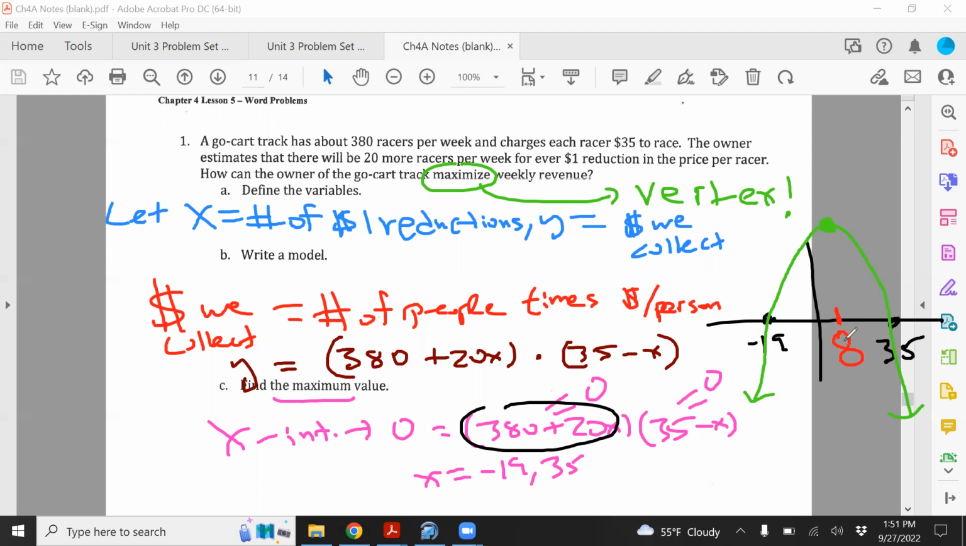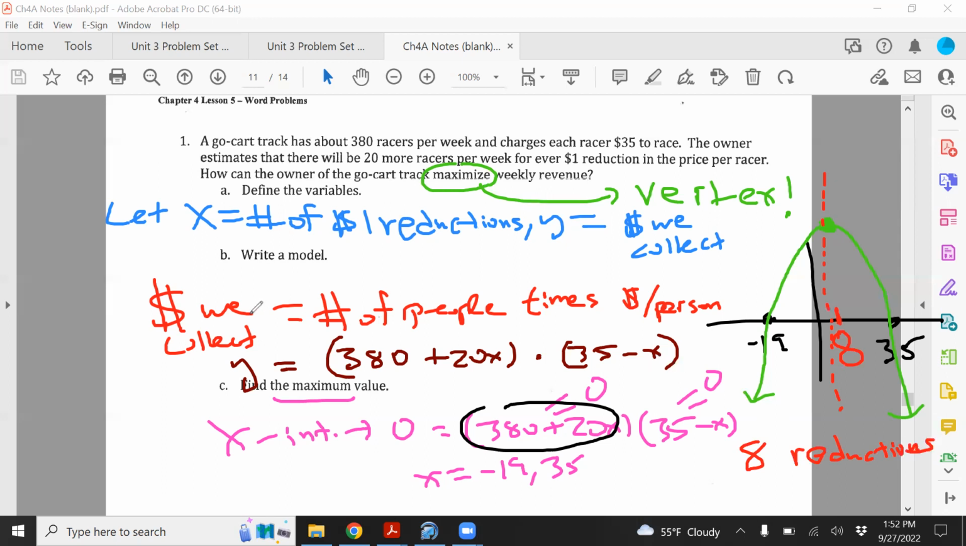8 is halfway between 35 and negative 19. 8 is 27 away from 35, and it's also 27 away from negative 19. Symmetry, guys. It's got to be 8. So we have to reduce the price 8 times. So you have to do 8 reductions.